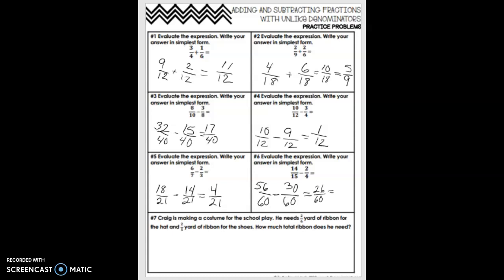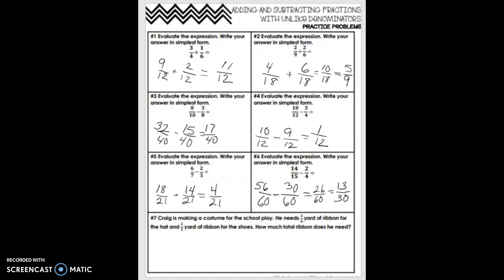Since both numbers are even, I can start by dividing by 2. 26 divided by 2 is 13. 60 divided by 2 is 30. They do not share any other factors, so that is my final answer in simplest form.